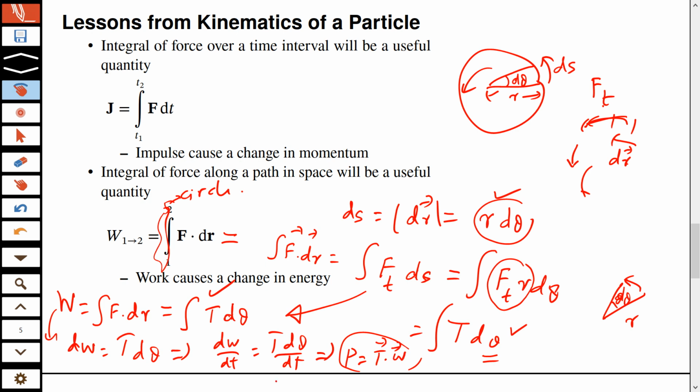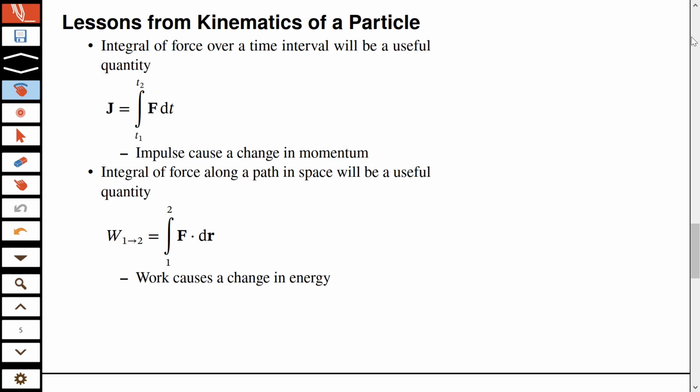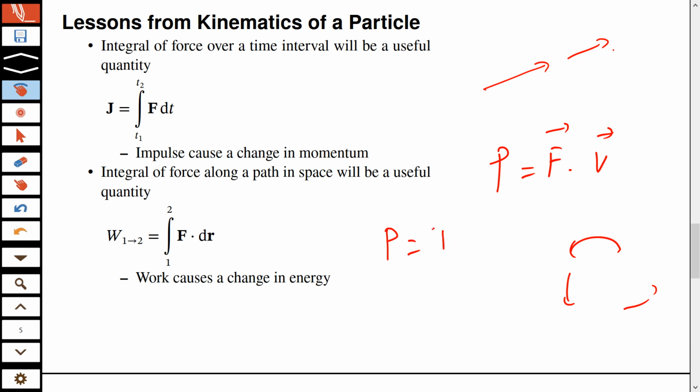So I can now write two different formulas for power. One is that power is the dot product of force and velocity if I am considering linear motion. But if I am considering circular motion, I can also see power as torque dot the angular velocity. So you just remember these two forms.